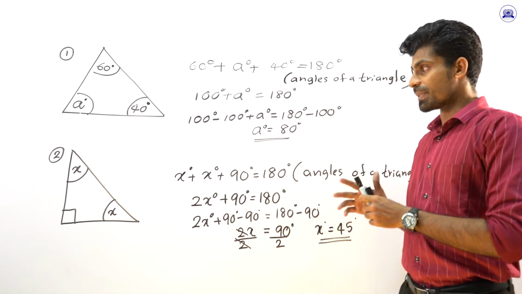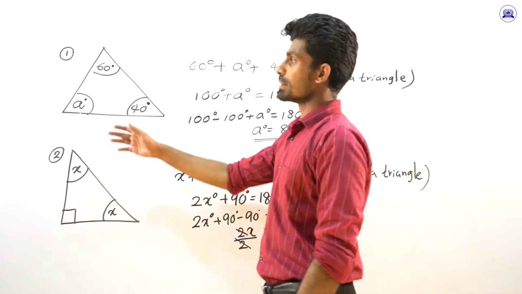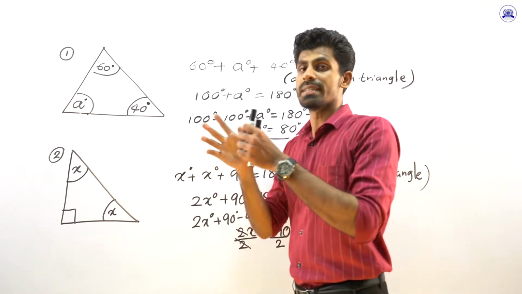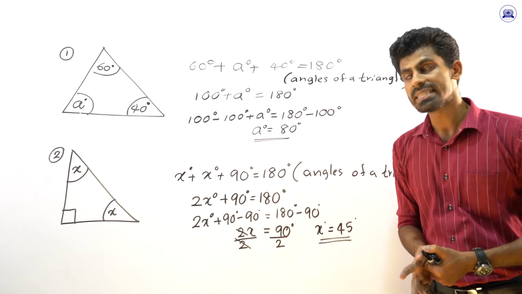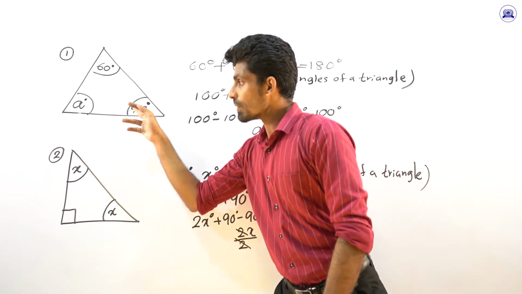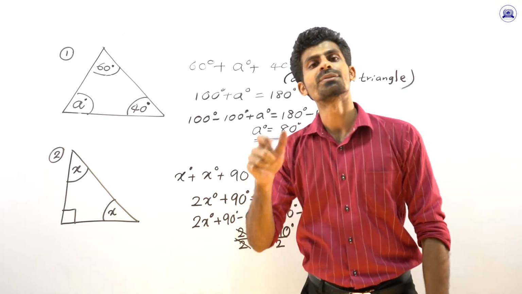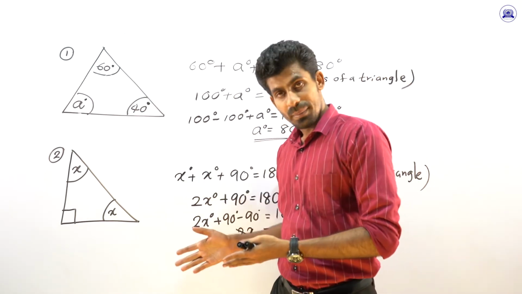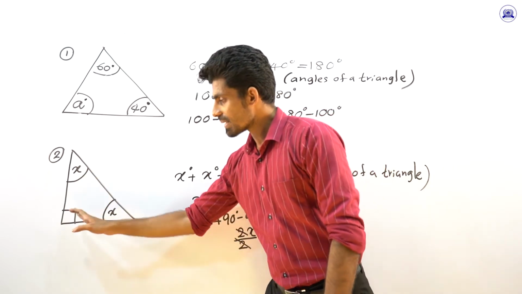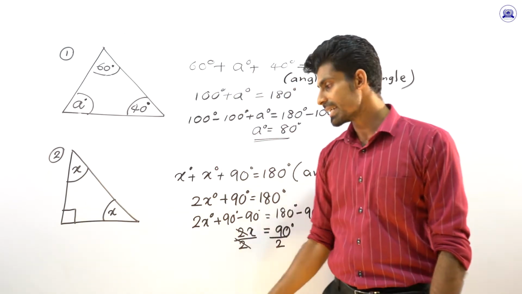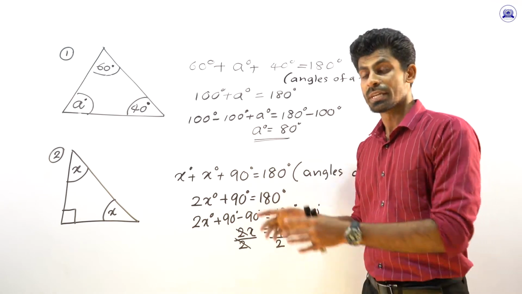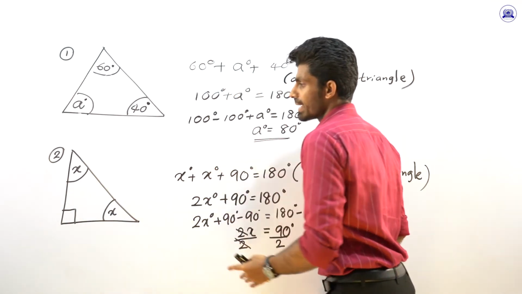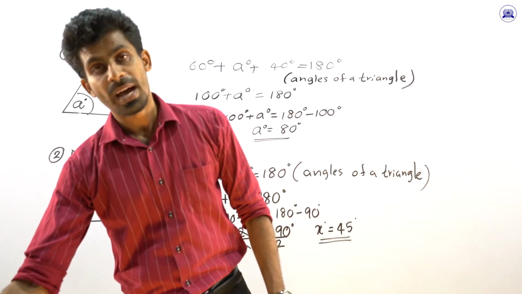I think that part is very clear for you. Look at question number 1, 60 plus A plus 40. The one and only thing you need to consider here is that the summation of all three angles should equal 180. That is so easy. Likewise, x plus 90 equals 180. You need to use that equation: all the angles in a triangle should equal 180.